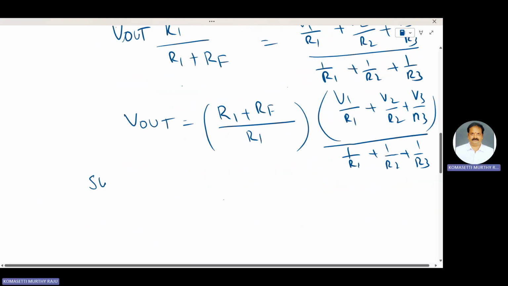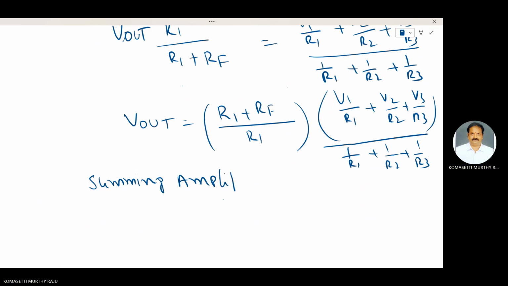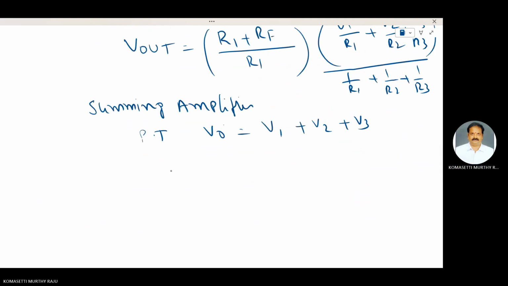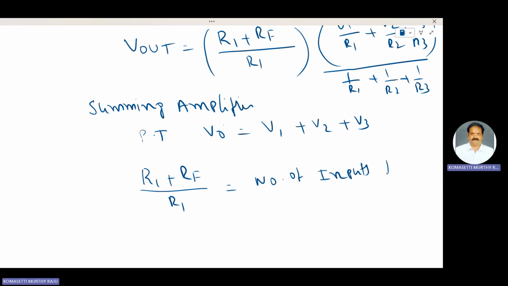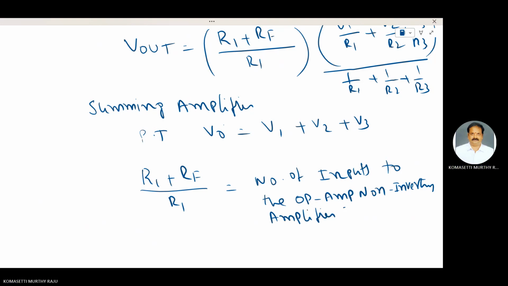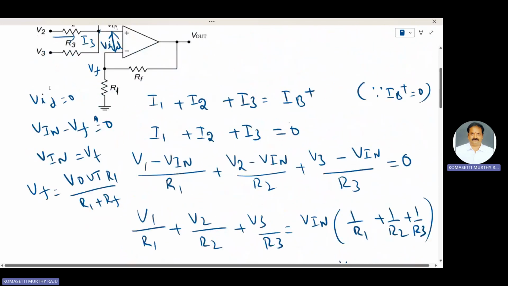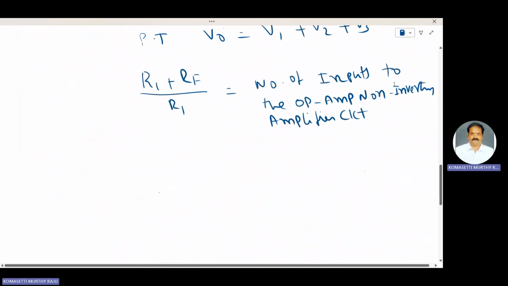Suppose for the non-inverting summing amplifier circuit, we have to prove that V out is equal to V1 plus V2 plus V3. In that case, (R1 plus Rf) by R1 is equal to the number of inputs to the non-inverting amplifier circuit. In this circuit, the number of inputs is V1, V2, V3, that is equal to 3.